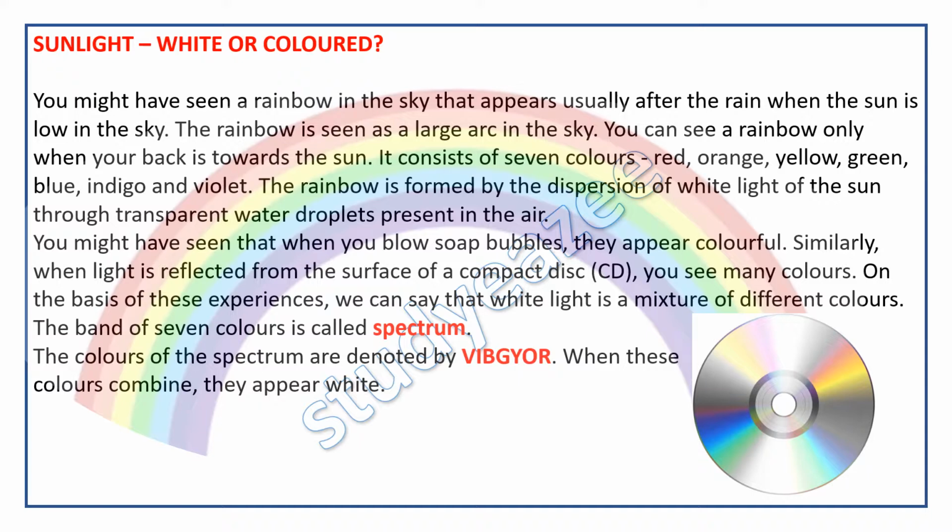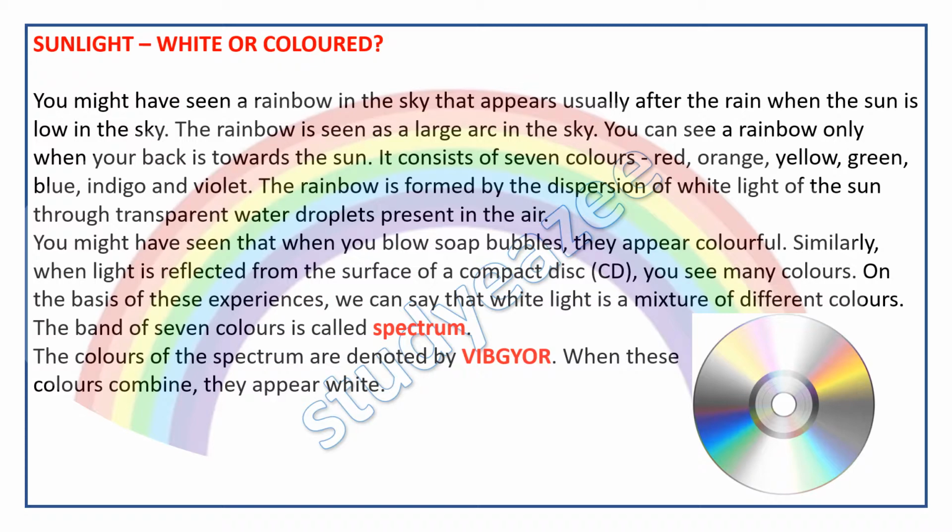The rainbow is formed by the dispersion of white light of the sun through transparent water droplets present in the air. You might have seen that when you blow soap bubbles, they appear colorful. Similarly, when light is reflected from the surface of a compact disc or CD, you may see many colors. On the basis of these experiences, we can say that white light is a mixture of different colors.